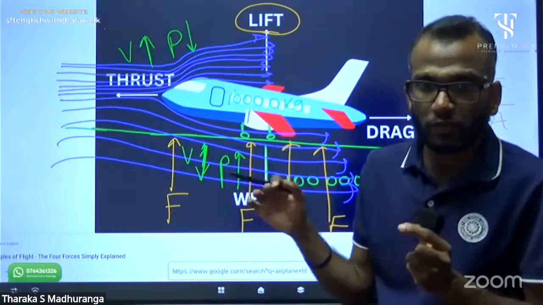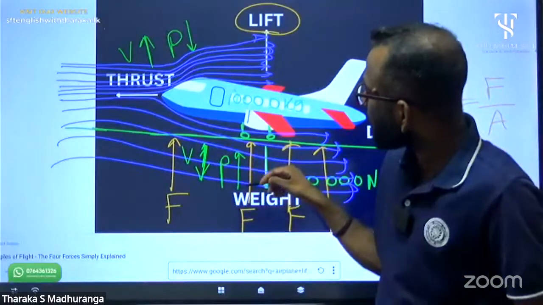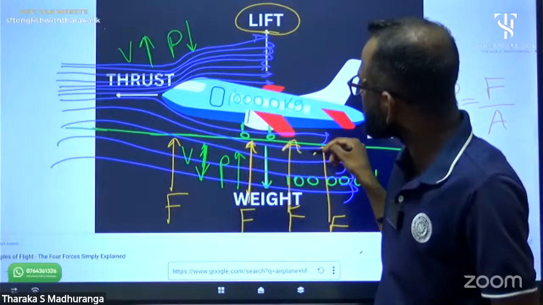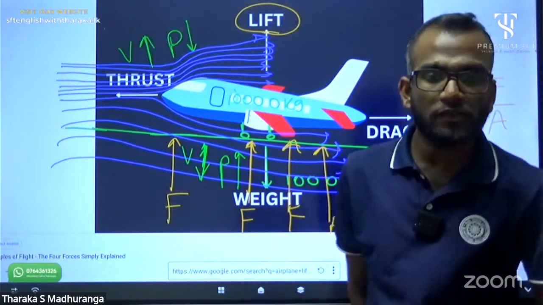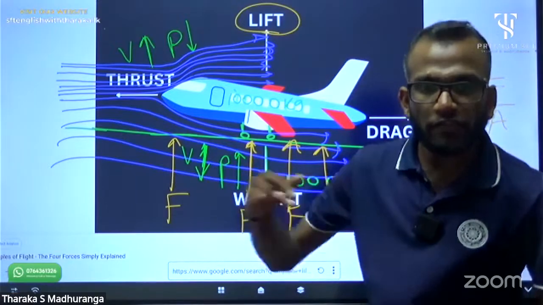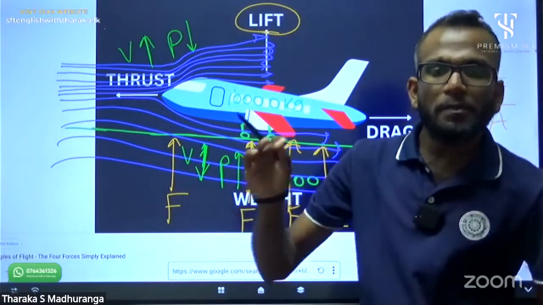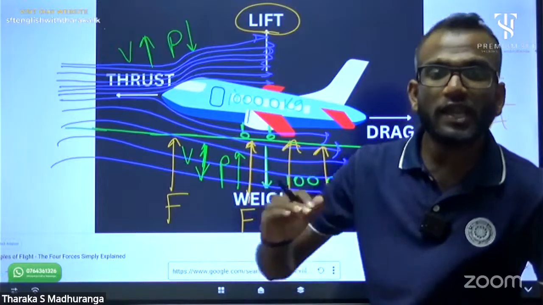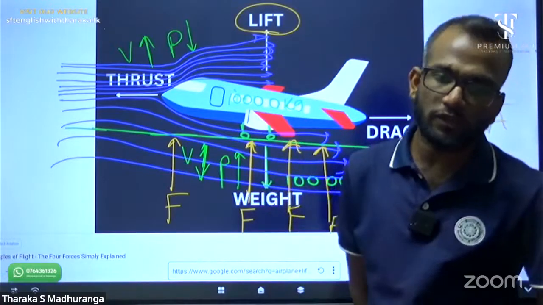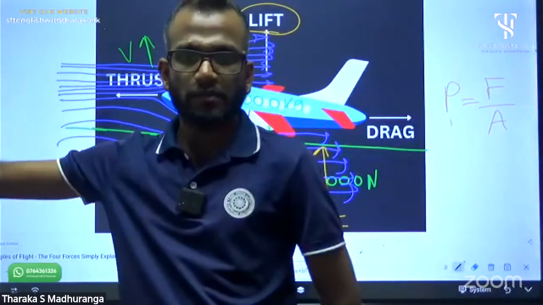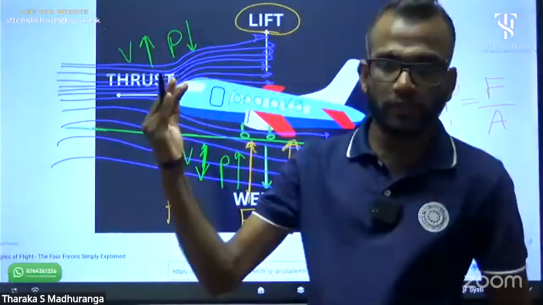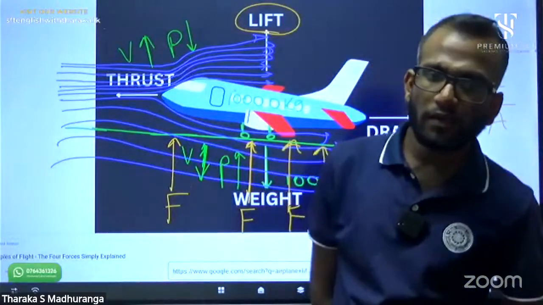When the speed reaches a certain level, this upward force becomes greater than 100,000. Now the weight is 100,000. As the speed increases, the upward force gets greater than 100,000. At that level, the aircraft starts to lift because there is a force upward. Are you clear?